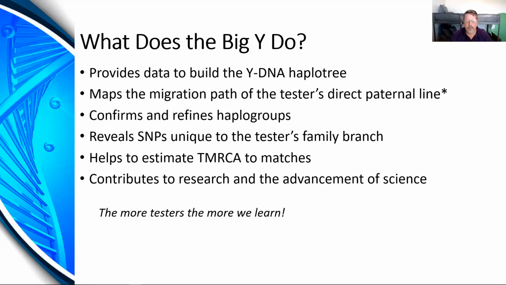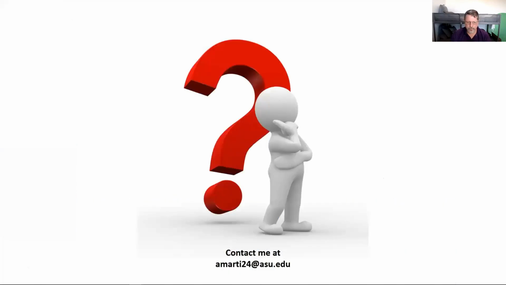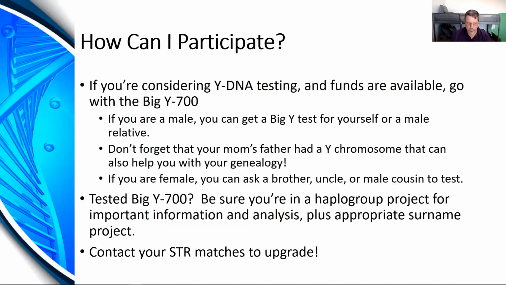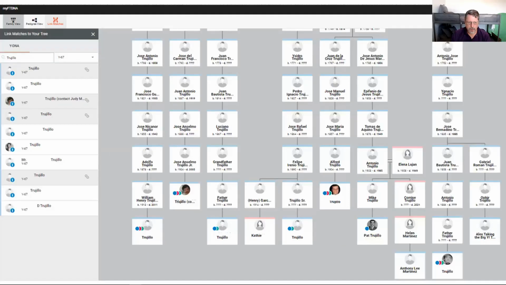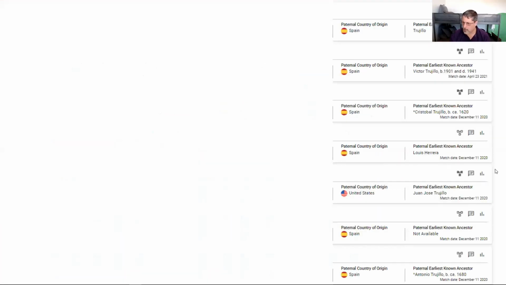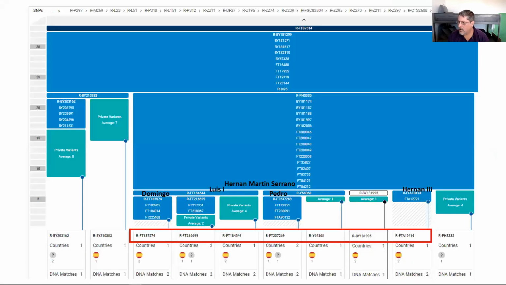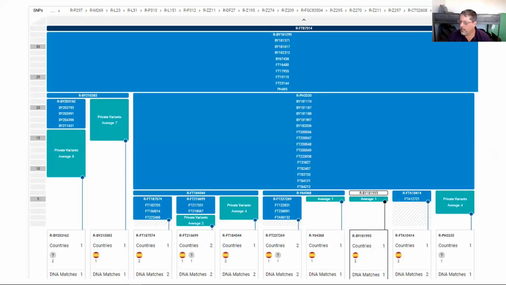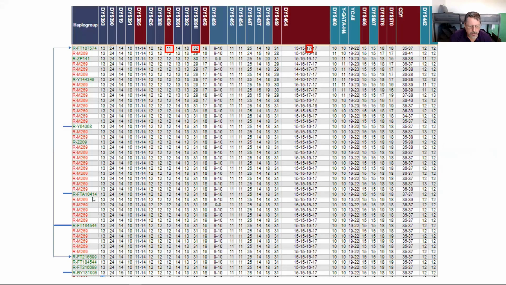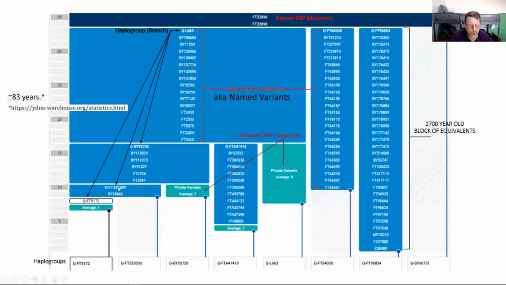It helps to estimate time to most recent common ancestor. And I actually have three. I have the time to most recent common ancestor. Let's see if I can show it here. Oops, I'm going the wrong way. Okay, this is a time to most recent common ancestor that's about 160 years old. This is a time to most recent common ancestor.